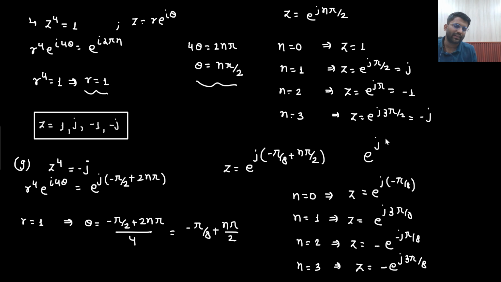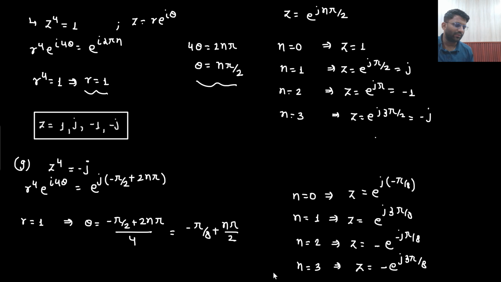How I have done it is that I have written this as e to the power j minus pi by 8 plus, putting n equals 3, 3 pi by 2. So I have put pi plus pi by 2. Now what will be pi by 2 minus pi by 8? That will be 3 pi by 8. And what will be e to the power j pi? That will be minus 1. So that's the answer I have put. Understandable? Okay, so these are the values of z we are getting.